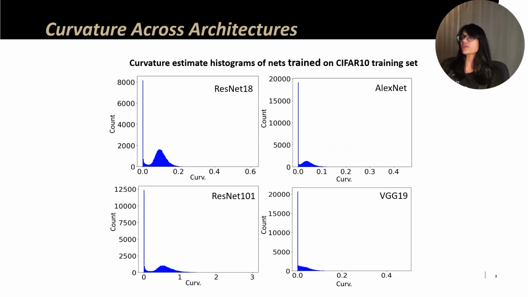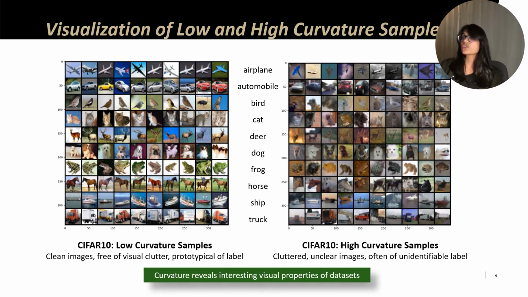We plot the histogram of many well-known architectures and show that there is an unexpected concentration of samples with very low curvatures, shown on the peak around 0. We show that there are samples that are common across these peaks in different architectures and across different seeds of the same architecture.